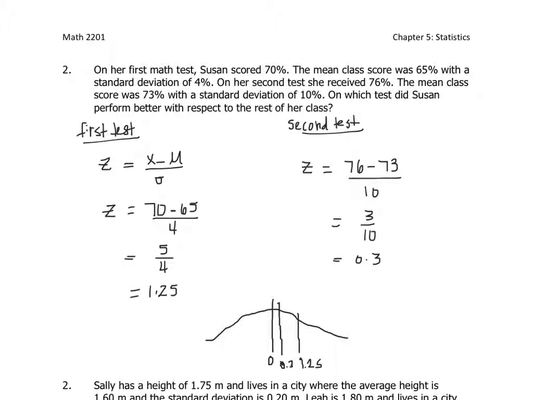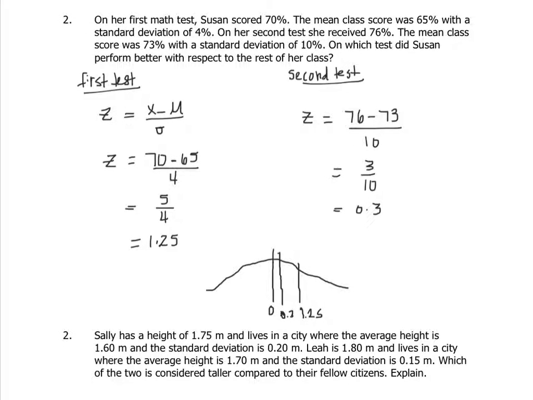So if you look at it that way, you would see that she didn't perform as well on the second test relative to the rest of the class, but on the first test, she was 1.25 standard deviations above the mean, much higher than the mean compared to the second test, whereas on the second test she was closer to the mean. So she performed better on the first test, since the z-score was positive and higher than the other test.